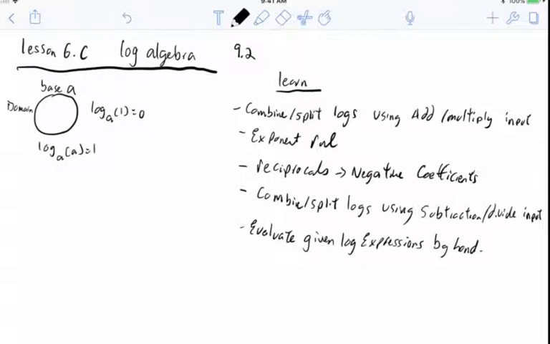So logs have this really bonkers property when it comes to turning multiplication into addition, turning exponents into multiplication, turning division into subtraction. And the result is, if you understand these properties of logs, you can dramatically simplify the calculation you're doing. At the end of this, you're going to understand how to split logs up where their input is two things multiplied together. You're going to understand how to split that into two logs that are added together.